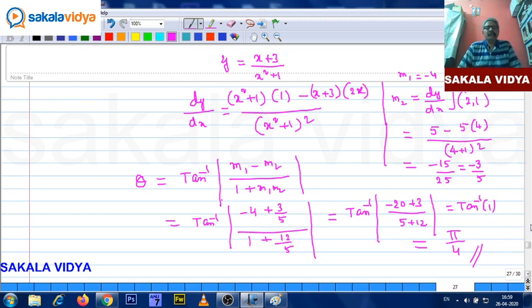Fourth step means, now here tan inverse m1 minus m2 by 1 plus m1 m2. Here actually substituting 2 squared is 4 plus 1/5 into 1, 2 plus 3/5, 2 into 2 is 4, 20 minus 5 is minus 15. So, minus 3 by 5. Substituting m1 is equal to minus 4, already we have.